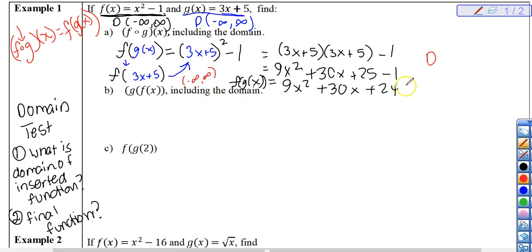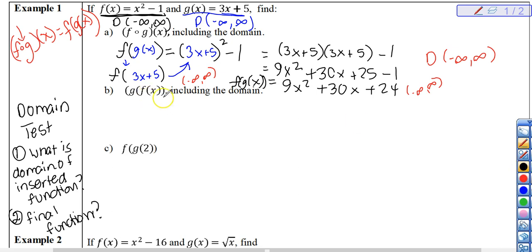Now it has to intersect with my second function or my final function. What's the domain of this parabola right here? Negative infinity to infinity. So where do they overlap? Everywhere. That's right. So my domain is still unrestricted. But it's really important for you to be clear about that. All right. Shall we do another?